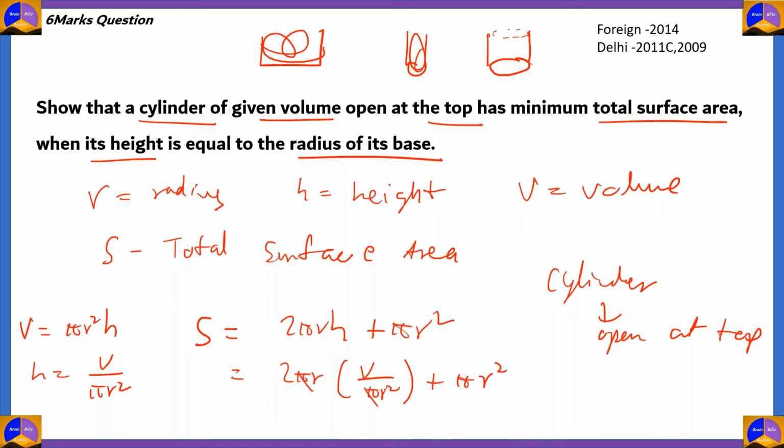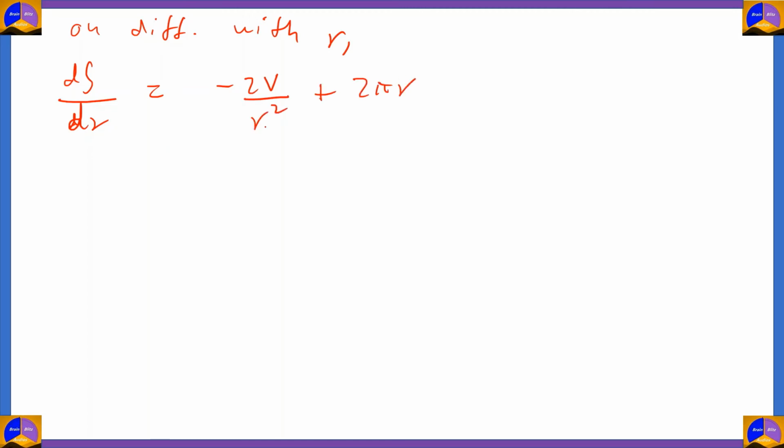So pi gets cancelled. One of the r's gets cancelled. So S is equal to 2v by r plus pi r square. That's the formula for the surface area. Now on differentiating with r, we will get ds by dr equal to minus 2v by r square plus 2 pi r.